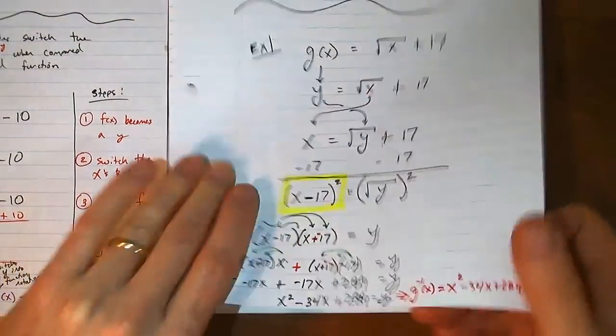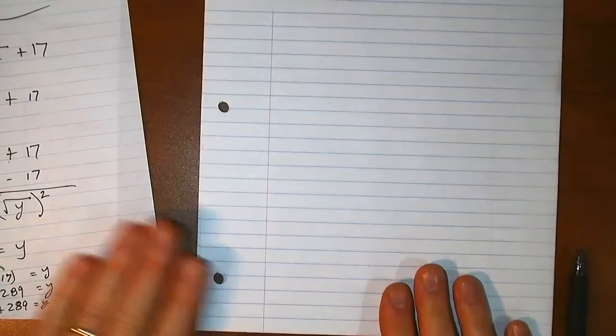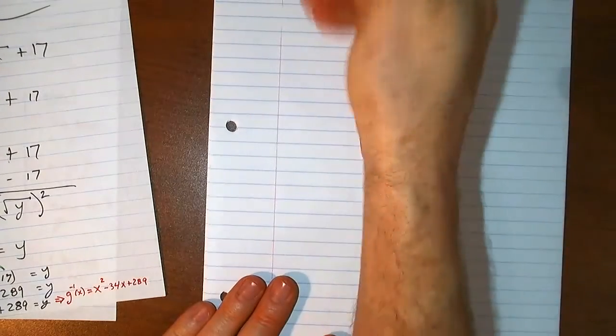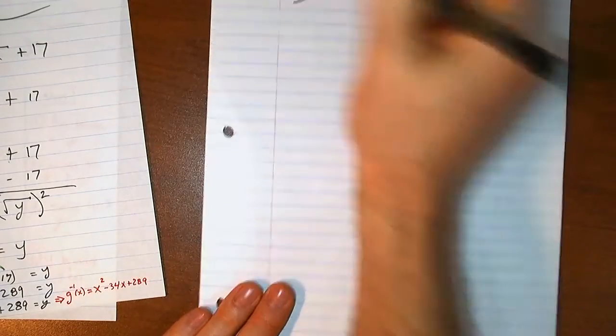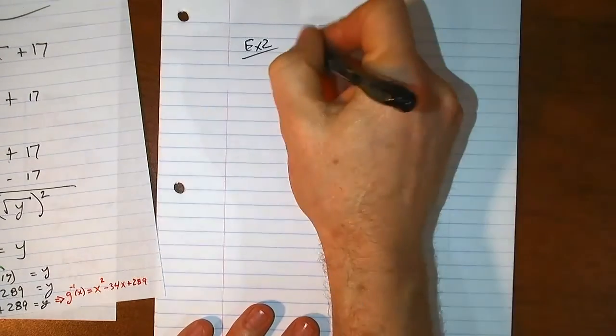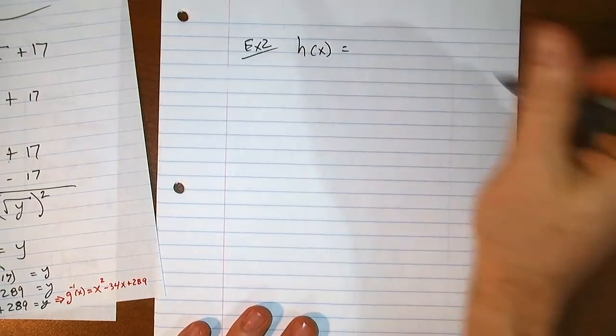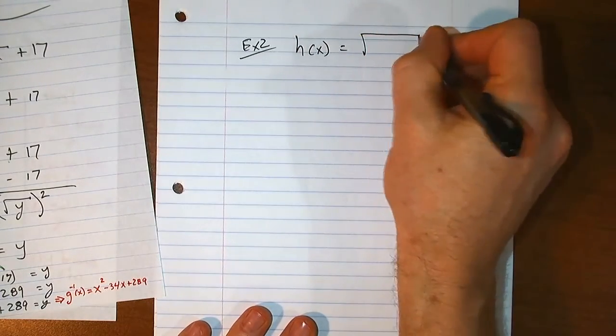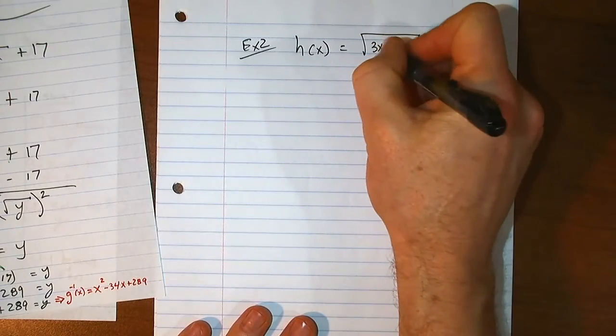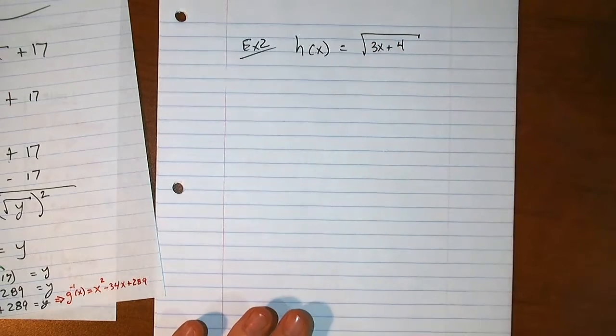Let's do one more example that has a little bit more stuff going on, and we'll call it a day. So here's example number 2. I'm going to go with a different letter this time. Let's call it h of x. And let's suppose h of x is the square root of 3x plus 4.